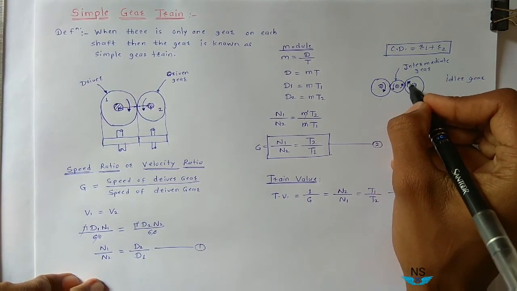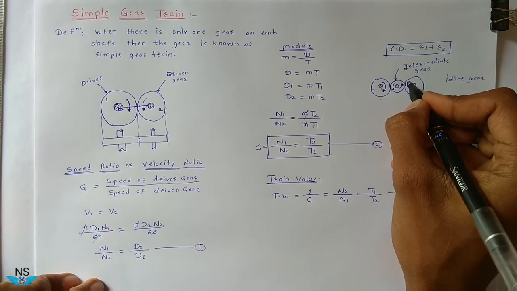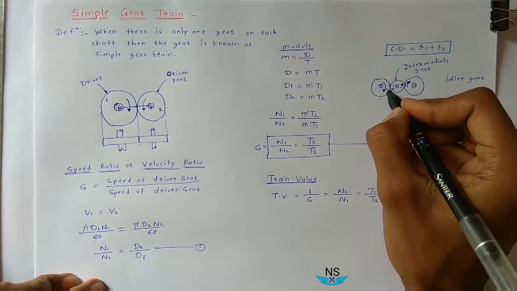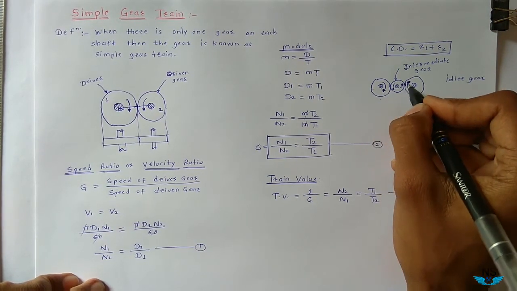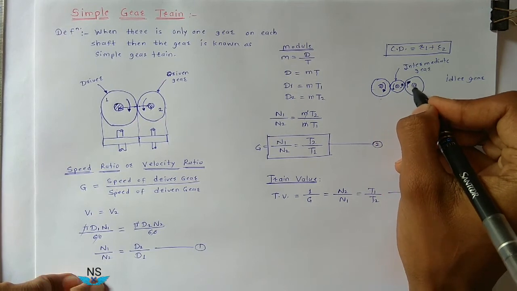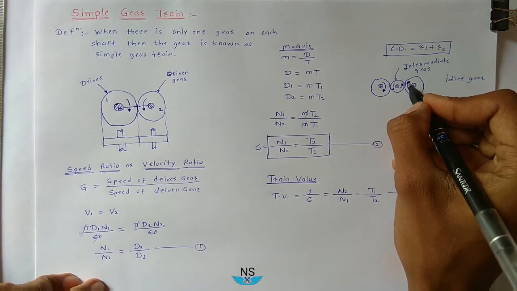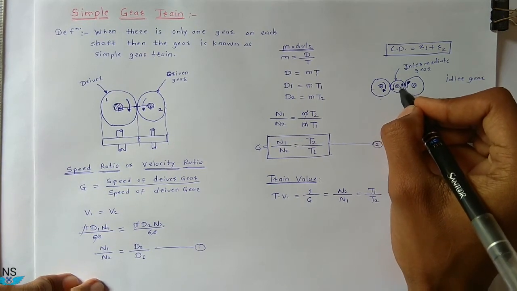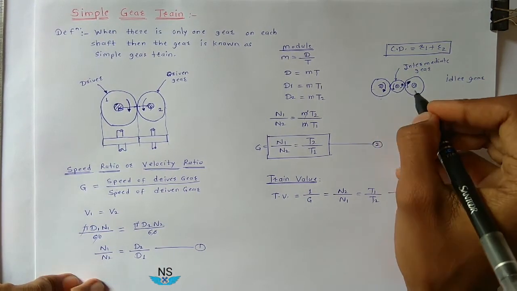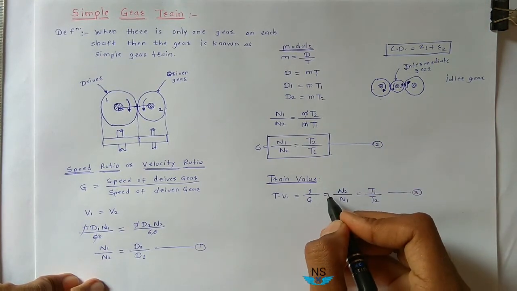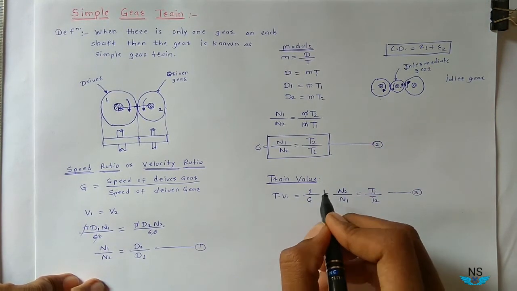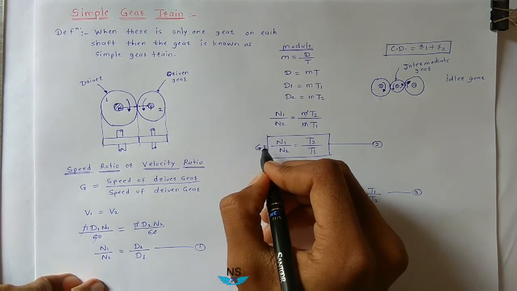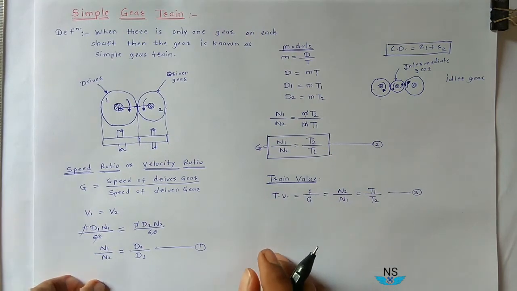So if you require the direction of the gear to be opposite to this driver gear, then you have to use two idler gears here. If you require the same direction, then you can use one idler gear here. And the idler gear doesn't affect the gear ratio or velocity ratio or speed ratio. This is the simple gear train.